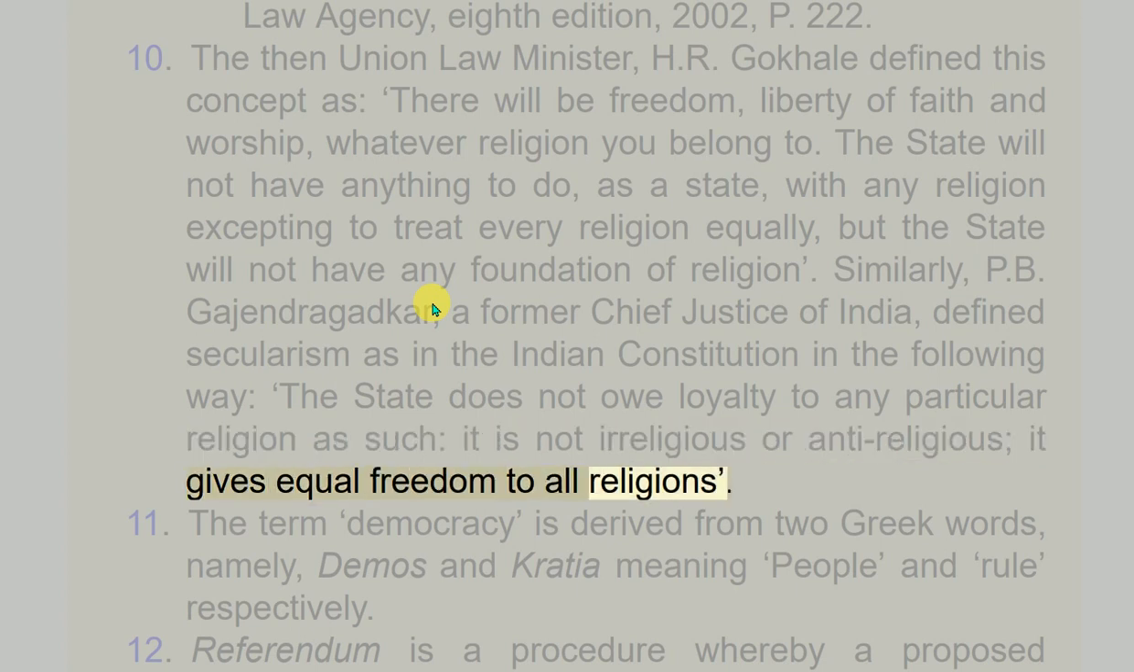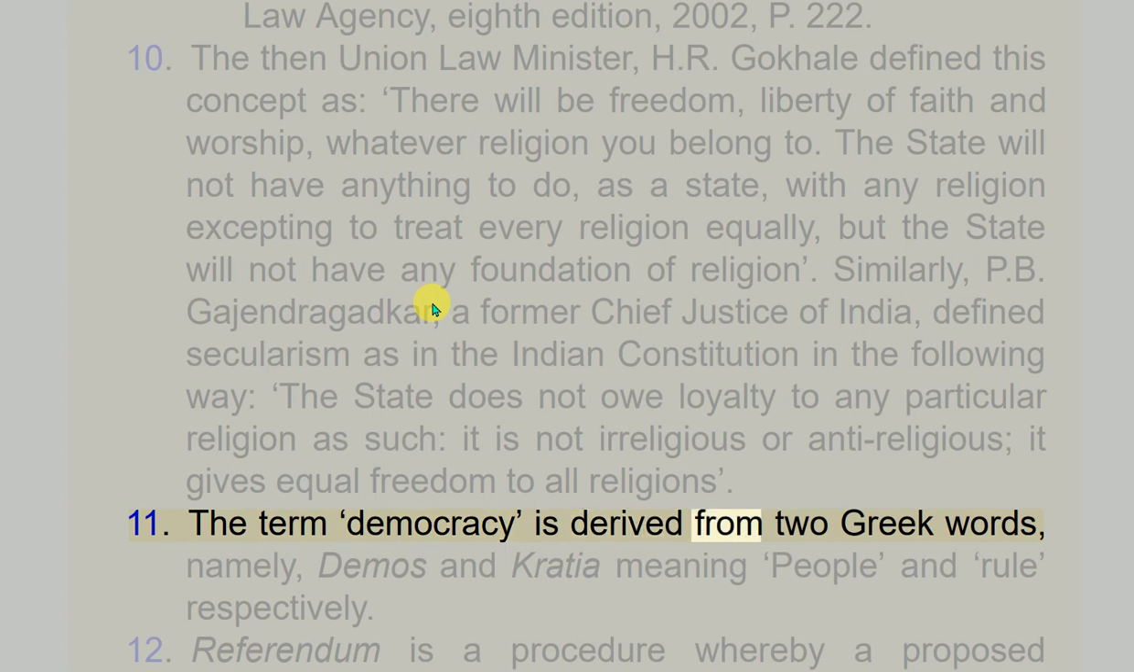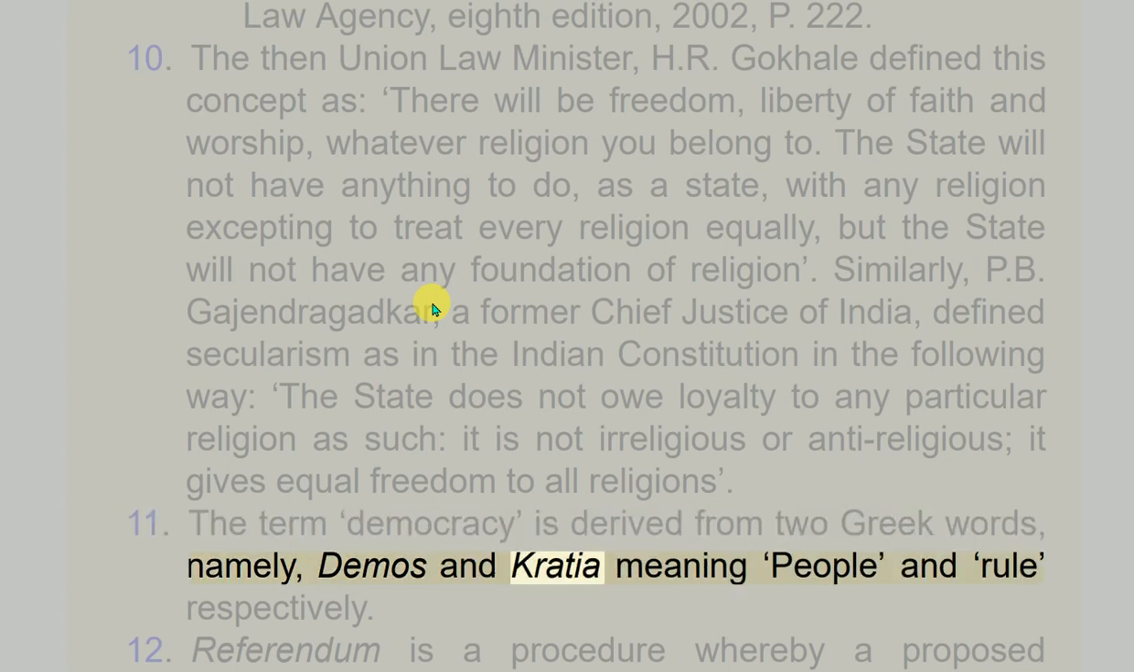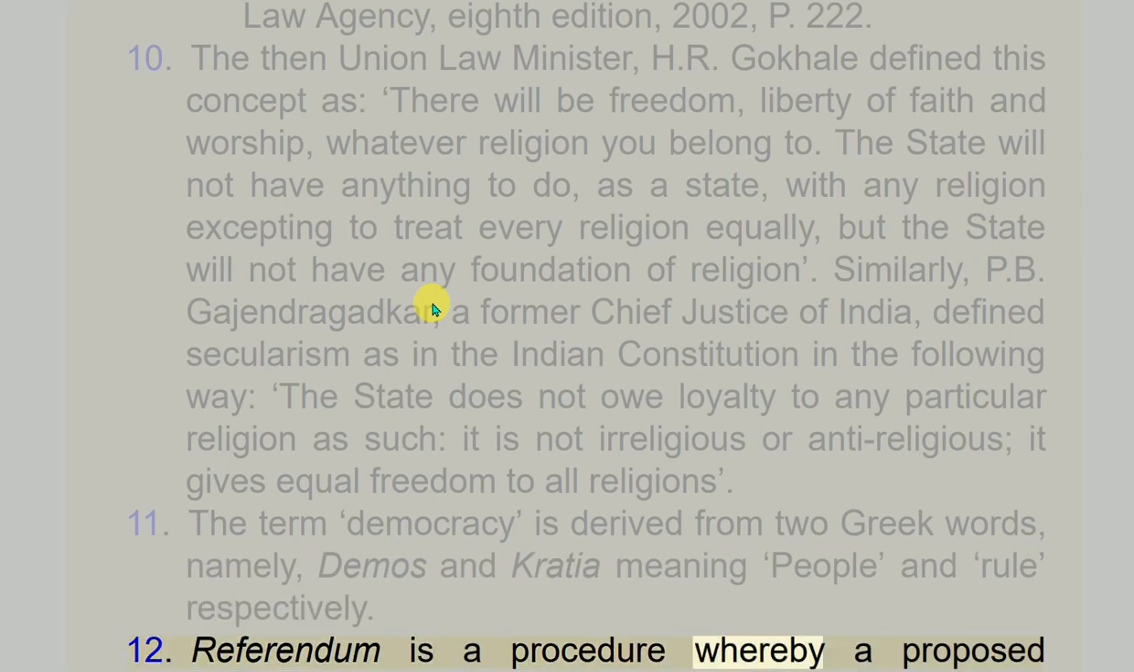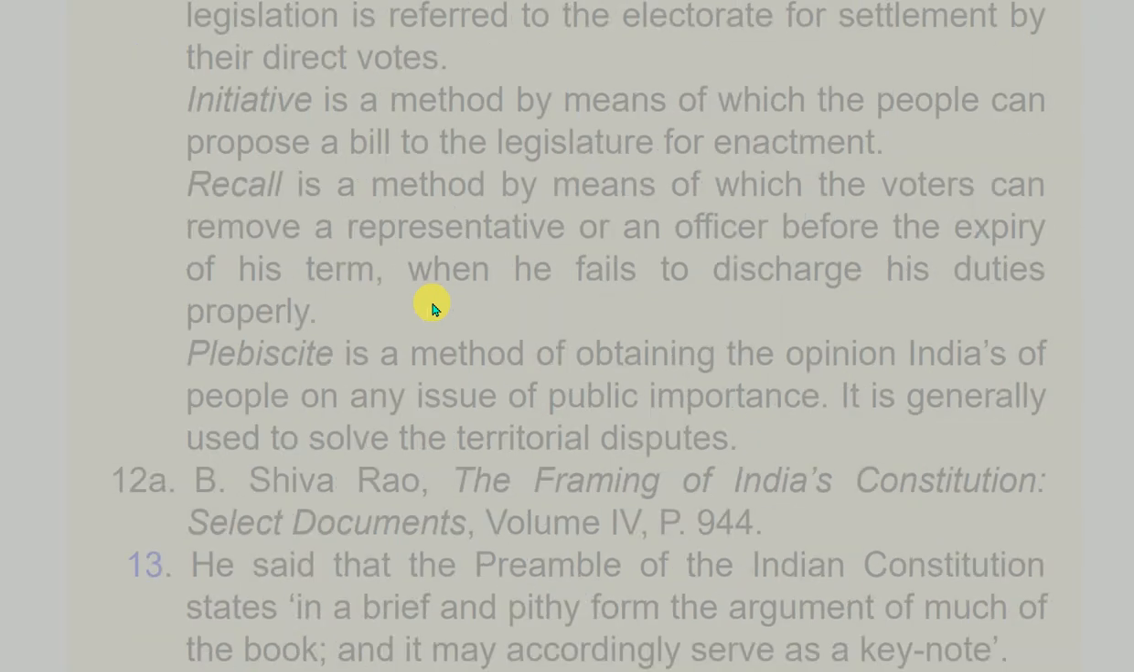11. The term, democracy, is derived from 2 Greek words, namely, demos and kratia meaning, people, and, rule, respectively. 12. Referendum is a procedure whereby a proposed legislation is referred to the electorate for settlement by their direct votes. Initiative is a method by means of which the people can propose a bill to the legislature for enactment. Recall is a method by means of which the voters can remove a representative or an officer before the expiry of his term, when he fails to discharge his duties properly. Plebiscite is a method of obtaining the opinion of people on any issue of public importance. It is generally used to solve the territorial disputes.